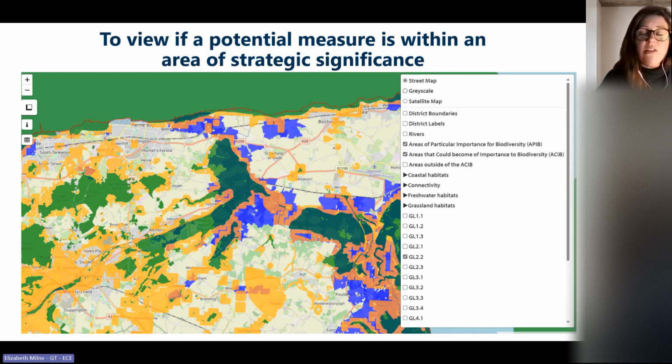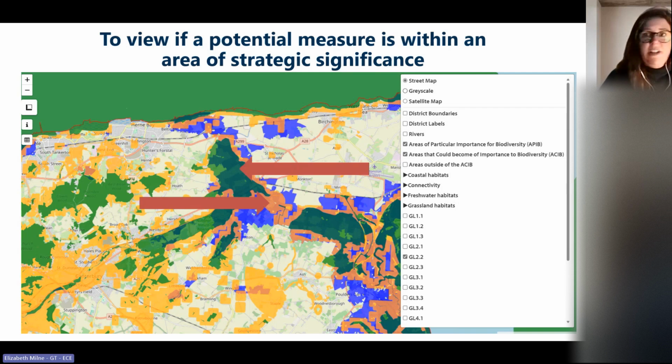So first of all, any area that's shaded in dark green or orange, as indicated here, are areas where that potential measure falls either into an existing area of particular importance or an area that could become of importance for biodiversity. And therefore, if it is orange or dark green, that potential measure does fall within an area of strategic significance in that particular location.